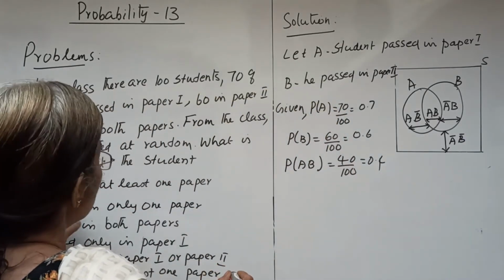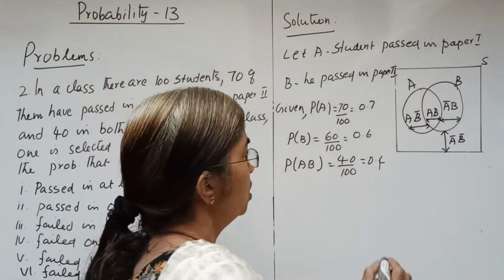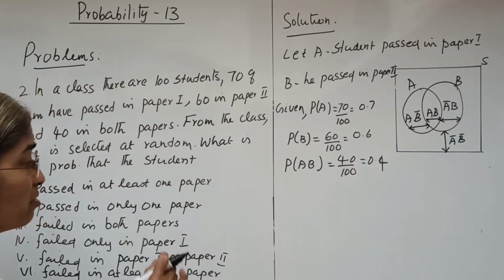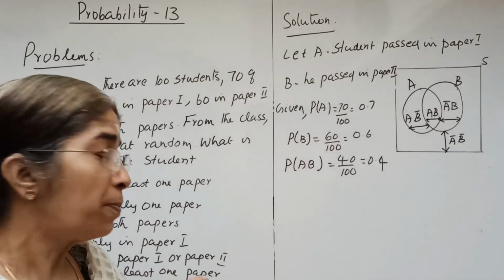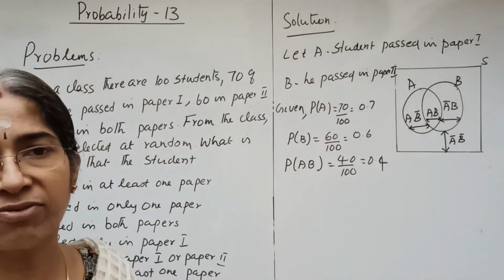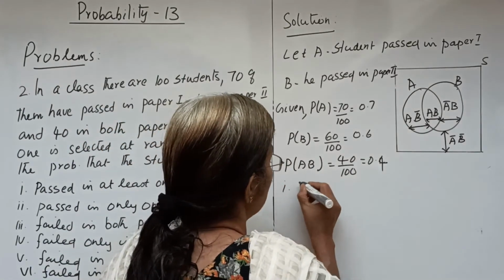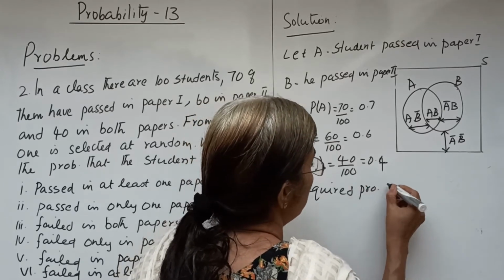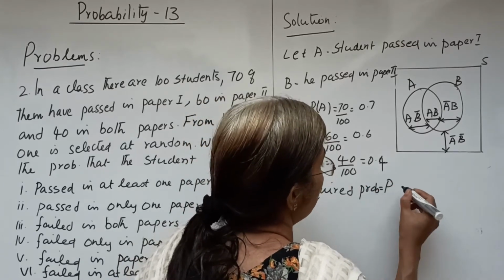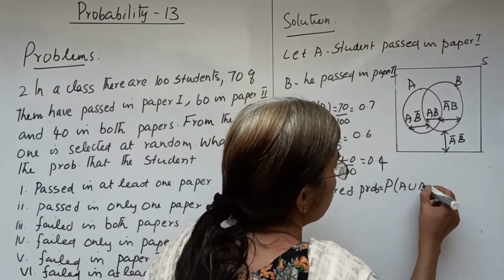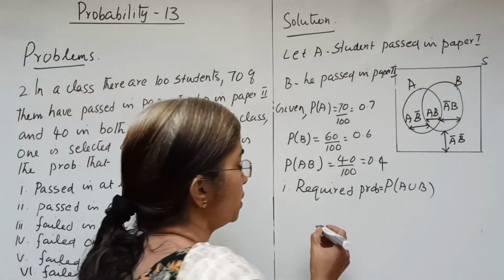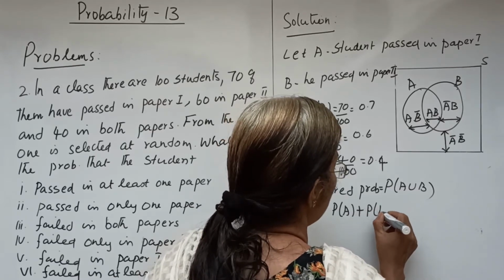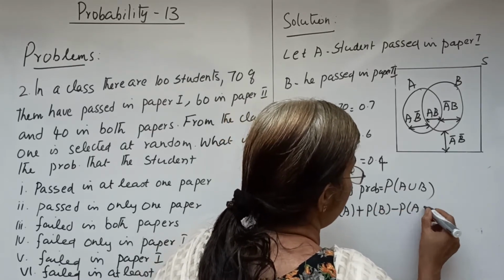Now what is required? First one: passed in at least one paper. With regard to two events A and B, the probability that the student passed in at least one paper is given by P of A union B. So the required probability equals P of A union B. By the addition theorem we know the result: P of A union B equals P of A plus P of B minus P of AB.